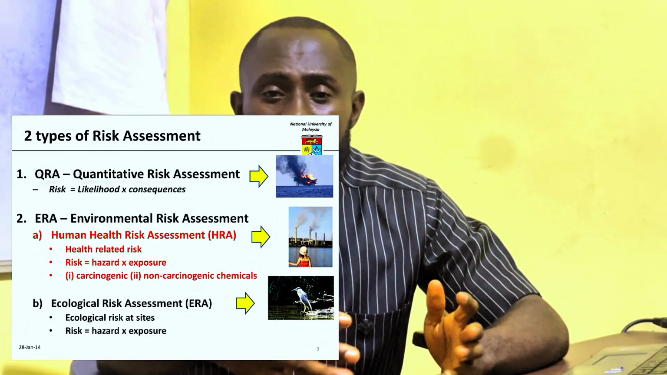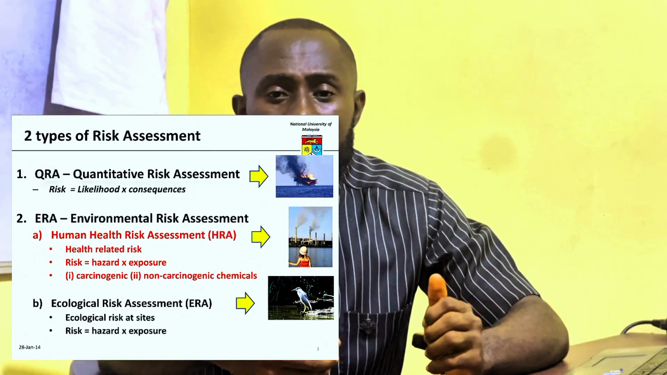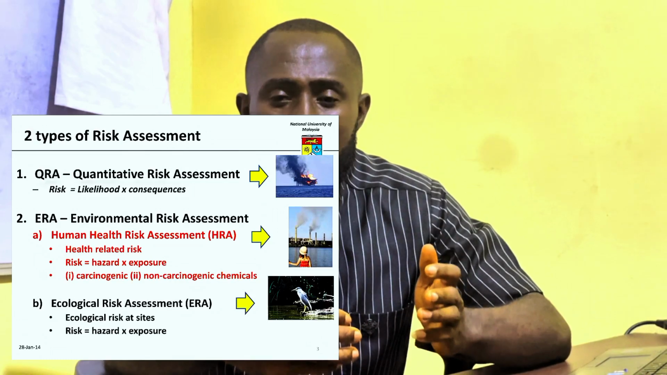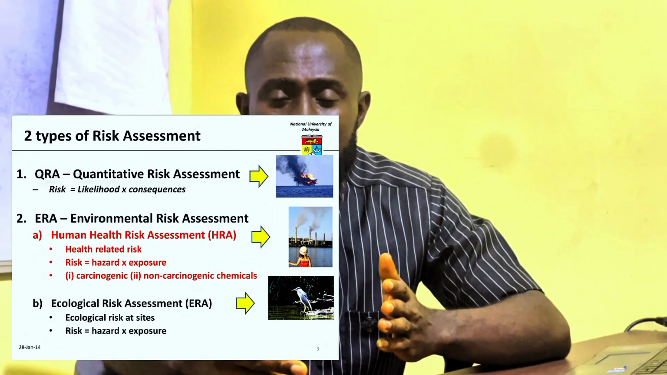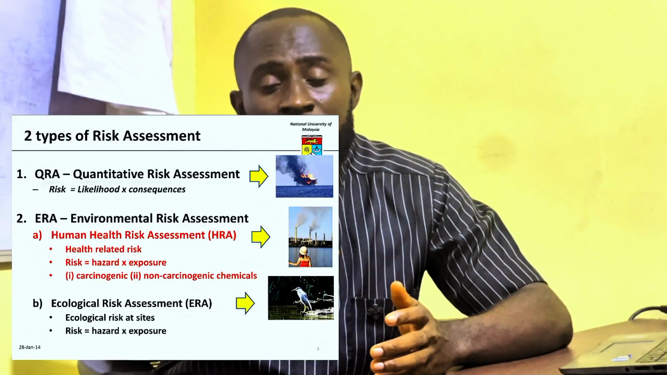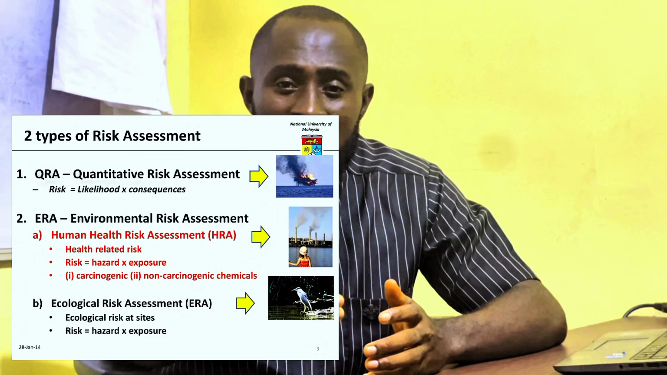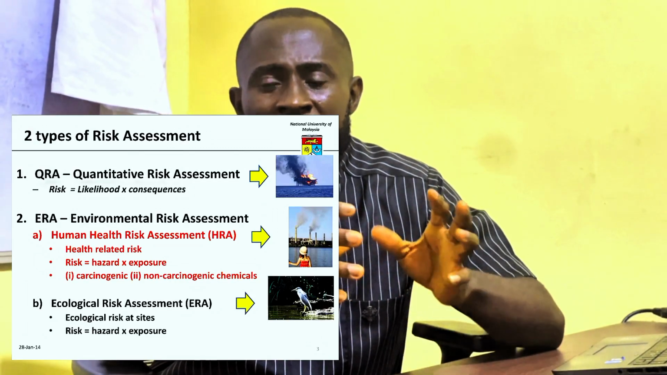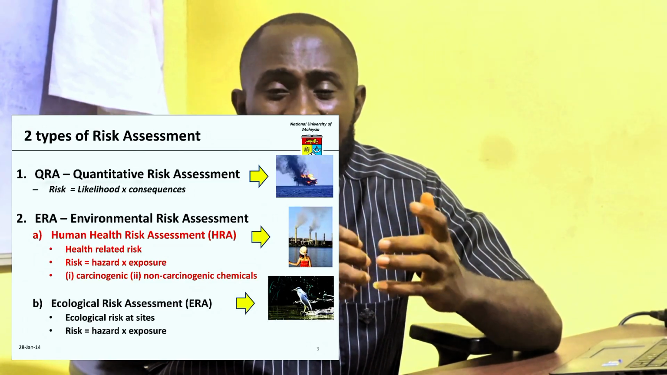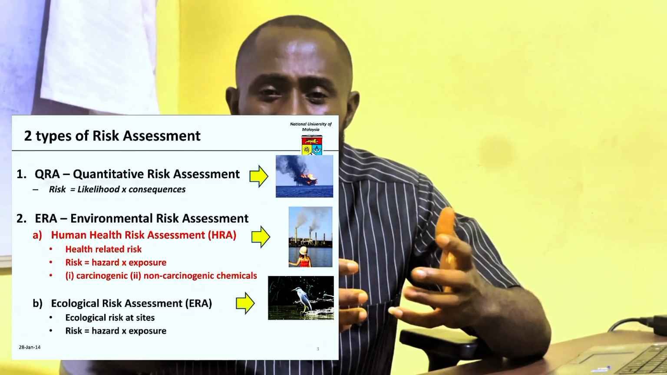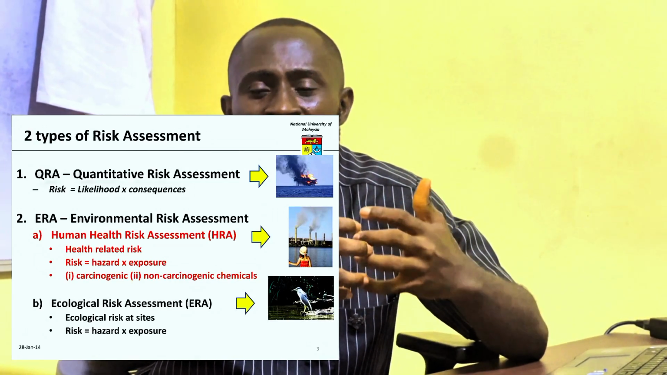Environmental risk assessment is further divided into two: human health risk assessment and ecological health risk assessment. Human health risk assessment is further divided into two, where we assess the carcinogenic and non-carcinogenic human health risk. And this environmental risk assessment generally talks about our exposure to our environment, and how they affect us, when they affect our health.